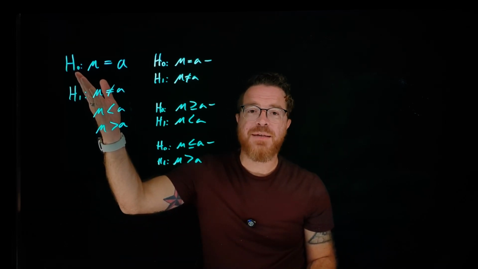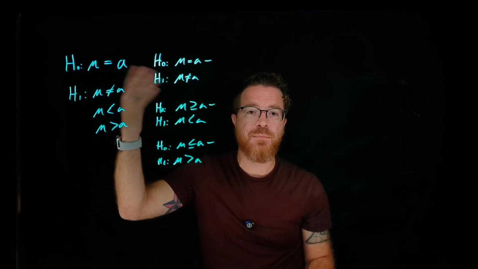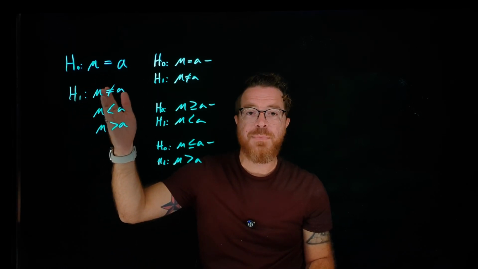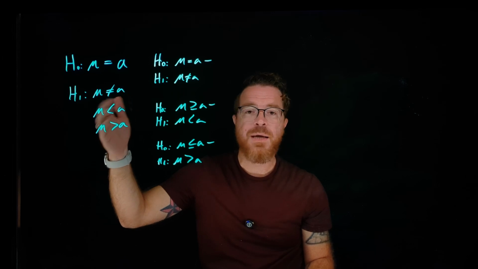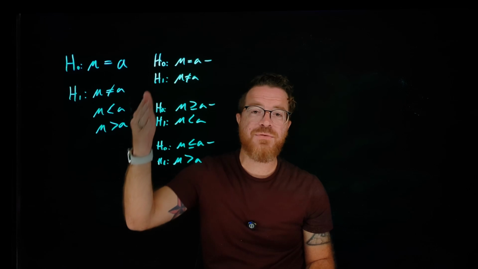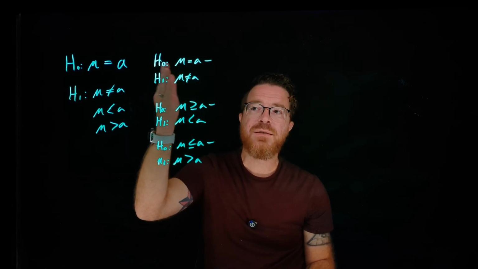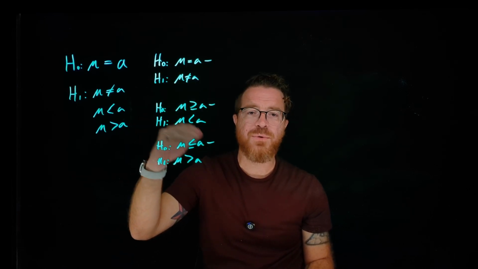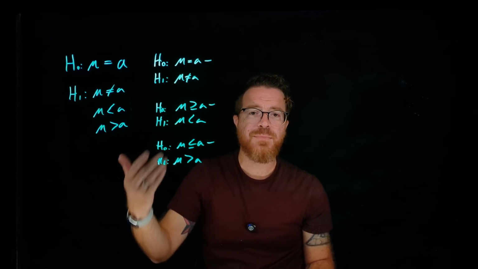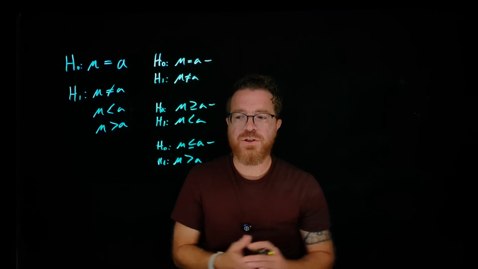You could either set it up as the null hypothesis, P is equal to some proportion, 0.6 let's say, and my alternate hypothesis could be that P is not equal to 0.6, P is less than 0.6, or P is greater than 0.6. Or I could do it in this form. P is equal to 0.6, alternate hypothesis, P is not equal to 0.6. P is greater than or equal to 0.6, alternate hypothesis, P is less than 0.6, and so on.